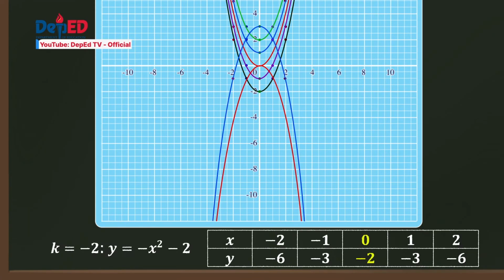The following points may also be plotted to sketch the parabola: (-2, -6), (-1, -3), (1, -3), and (2, -6). We may say that this graph is the same graph of the reference function, but it's just shifted 2 units downward. And the point described by the ordered pair (0, -2) is now the vertex.